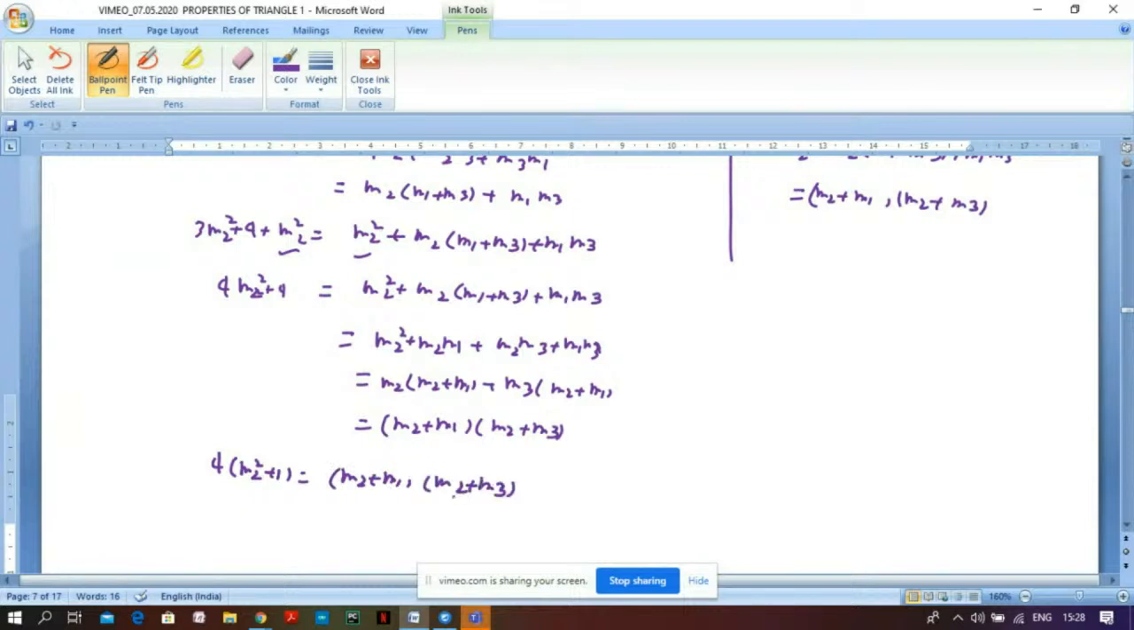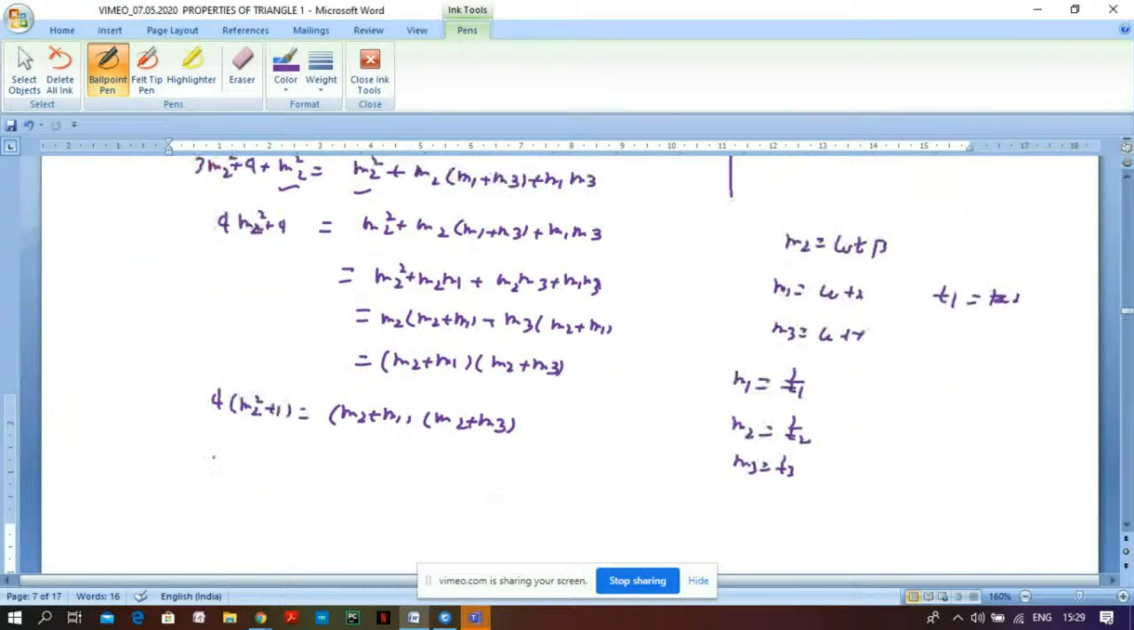Now notice that our M2 was cot of beta, M1 was cot of alpha, and M3 was cot of gamma. And so we can write here that we are given T1 is tan of alpha. So we know that M1 is 1 over T1, M2 is 1 over T2, and M3 is 1 over T3. So you make such substitutions here.